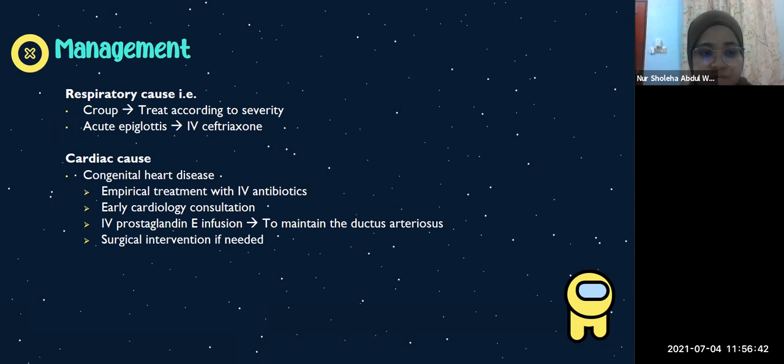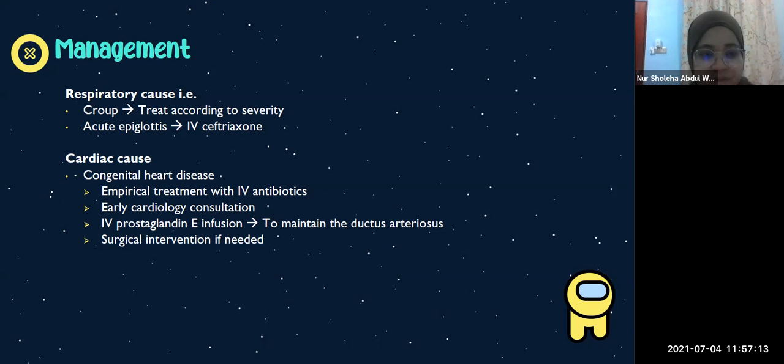For example, if the cyanosis is due to respiratory disease such as croup, then we need to treat according to the severity. We give dexamethasone in mild croup, and dexamethasone with nebulized budesonide in moderate croup. We also need to give nebulized adrenaline, dexamethasone, and nebulized budesonide plus oxygen in severe croup. But if the cyanosis is due to acute epiglottitis, then we need to give IV ceftriaxone for the patient.